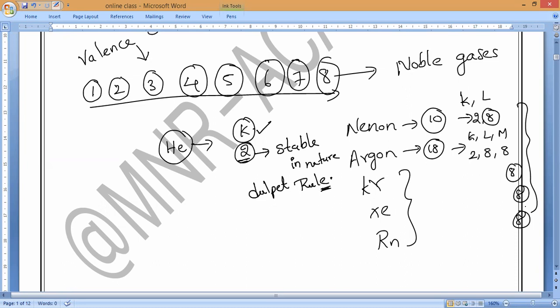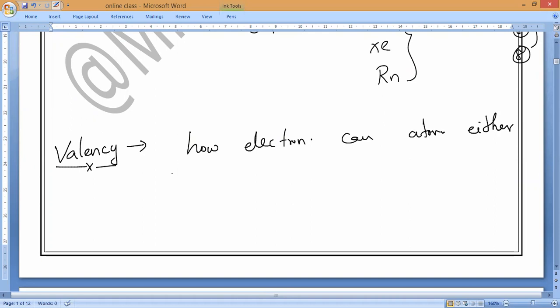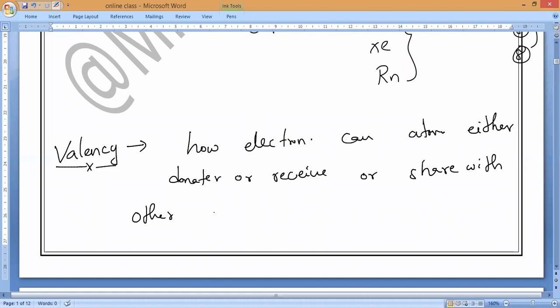So what is the valency of these? Valence electrons are 8, but the valency equals 0. That is what you have to remember. Now, what do we mean by valency? In general words, valency is how many electrons an atom can either donate, receive, or share with other atoms.